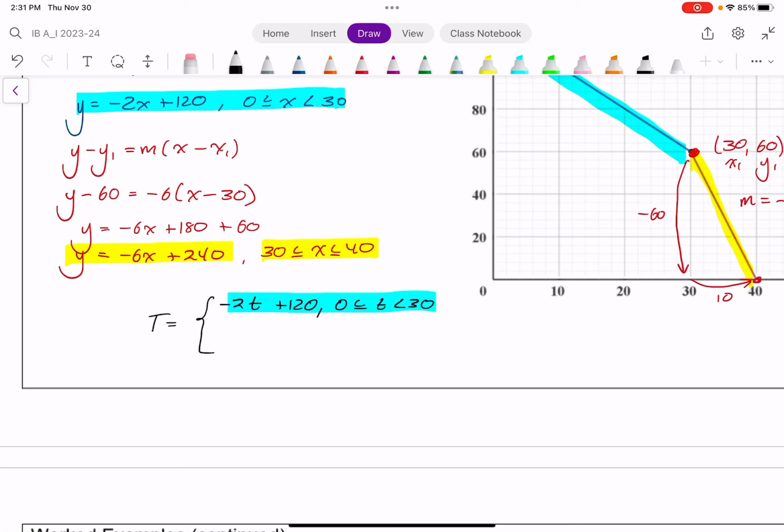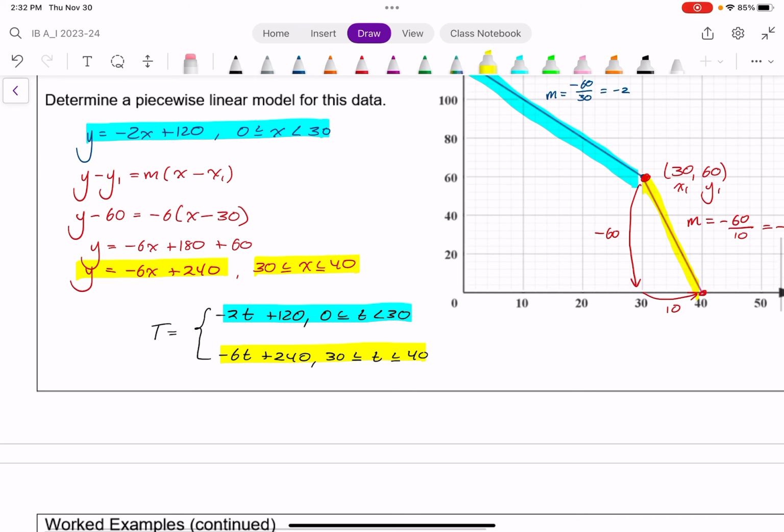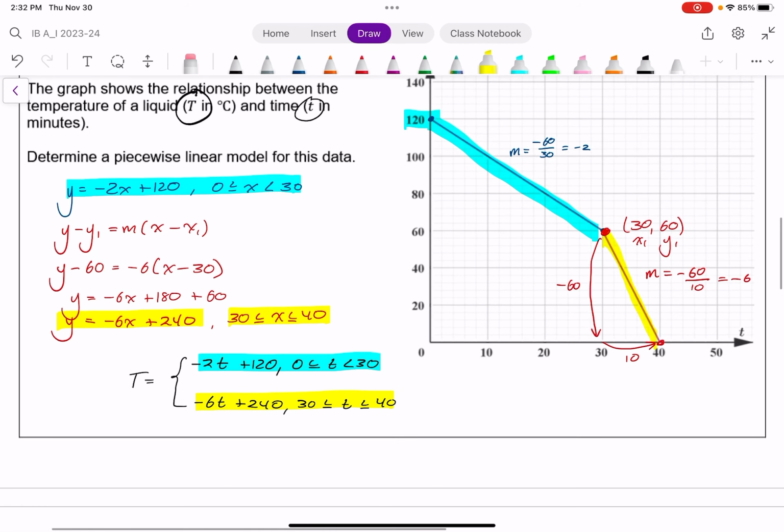And for the other piece, it was negative 6t plus 240, where we look at this piece from 30 until 40. So that equation there is an equation of piecewise form that relates to the graph here. And you can apply this to any type of function. It doesn't have to just be linear functions.